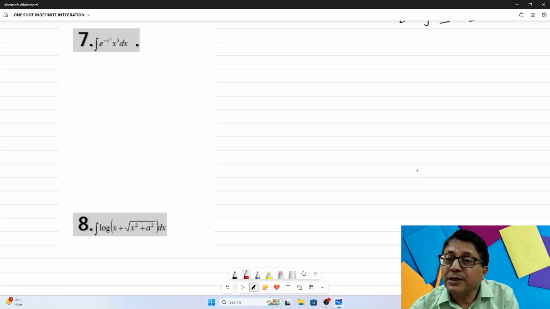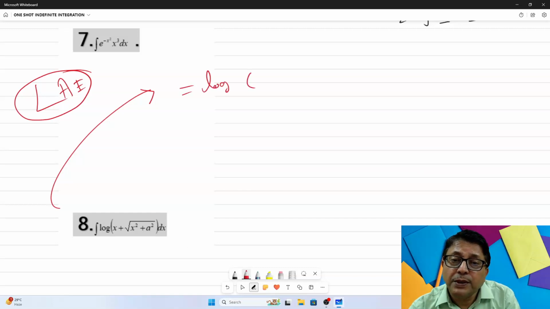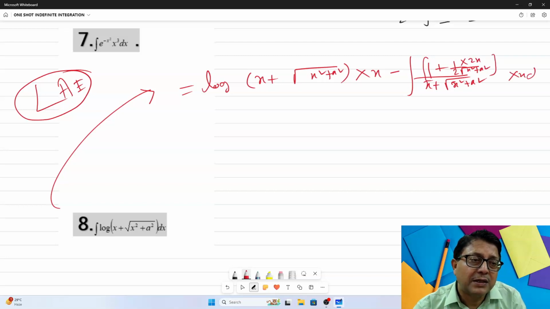What we will do here, that ILATE rule, again I remind you, log will be first, then the remaining terms. So here, if you write the integrand by taking log of x plus root over x square plus a square first into x, then the derivative of this thing is 1 by, and here it will be 1 plus this into 2x into x dx.